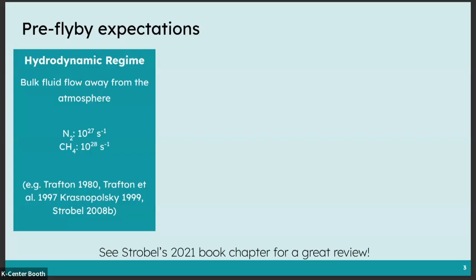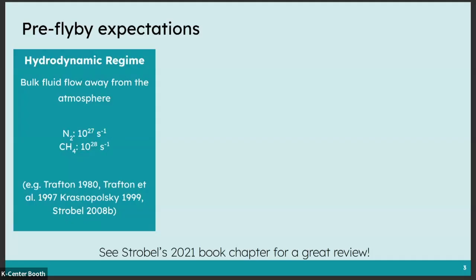In terms of atmospheric escape, so particles subliming from the surface ices, entering the atmosphere, and then eventually leaving Pluto's gravitational well, there were expectations about what that would be like pre-flyby. Some of the first models of atmospheric escape from Pluto suggested that Pluto might be in what we call the hydrodynamic regime. This is when there's a bulk fluid flow of atmospheric material leaving the atmosphere.